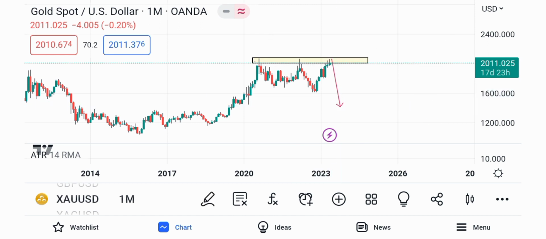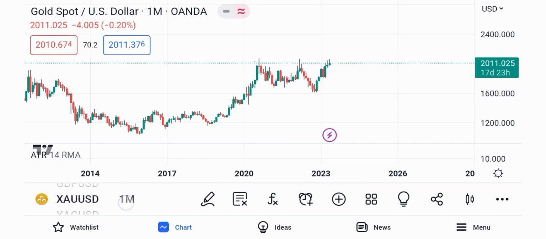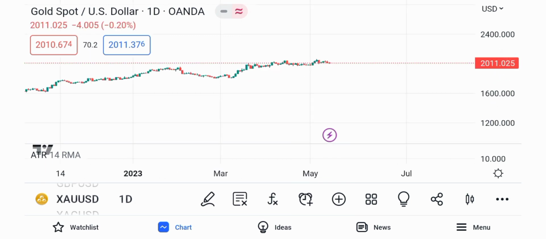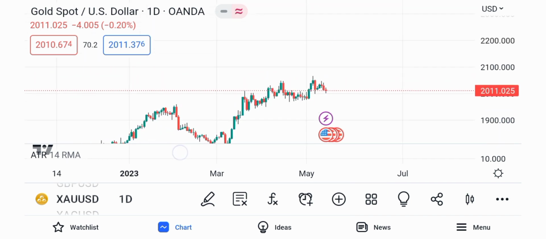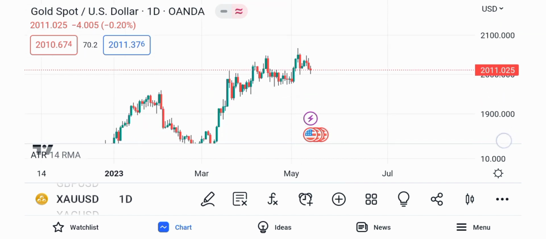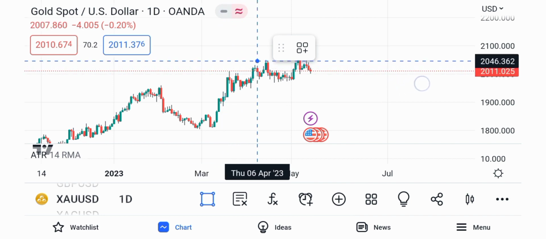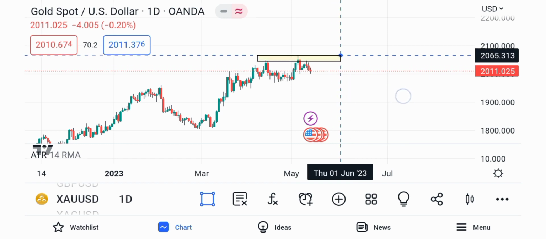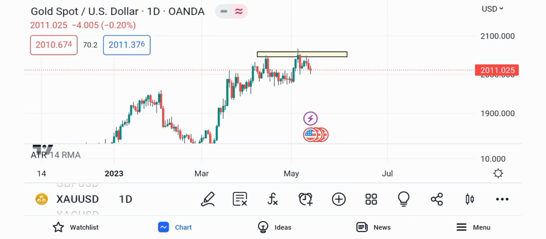But let's study the price action on the daily time frame. You can see that gold was in an upward movement. Now we can spot this key level here, this very key level here. Then also spot another structure here.